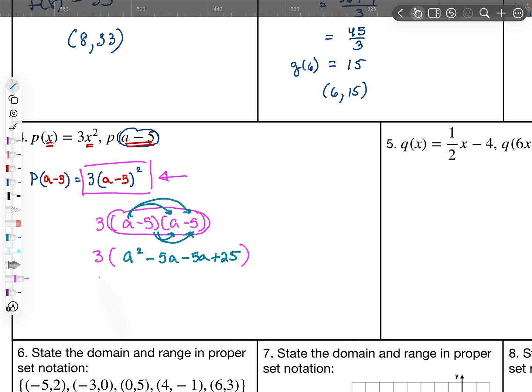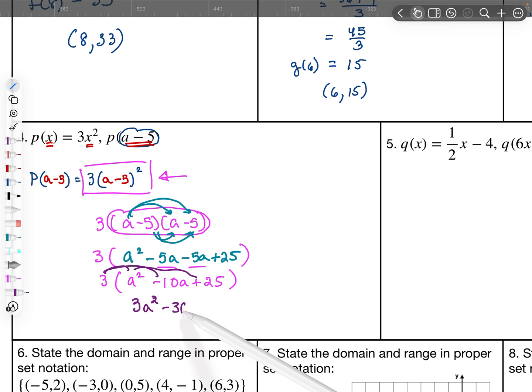All right, so then I would look for any like terms after I've done all of those multiplications, and these are like terms right here. That's all the like terms. But then I could distribute this 3 into all 3 of those. So we get 3a squared minus 30a's plus 75. That's a little future for us, though, of what we'll be doing. Go ahead and stop right there.